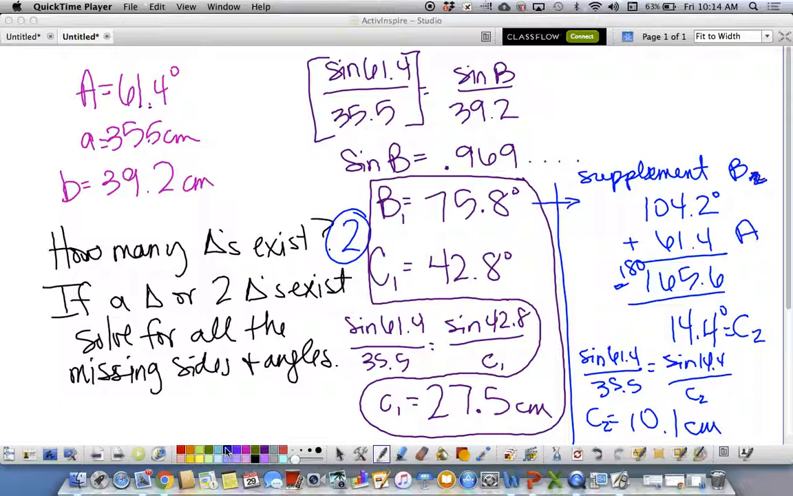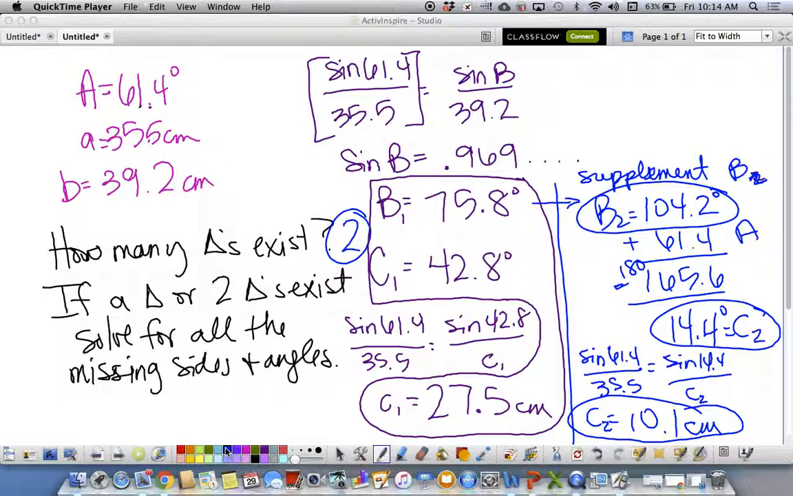So if there's 2 triangles, I've got a B2. There's my second triangle. I've got a C2. And I've got a little c2. So I've got 2 angles and a side that I solved for on one triangle, and 2 angles and a side that I've solved on the other one. Okay? All of that, a lot of work to solve.